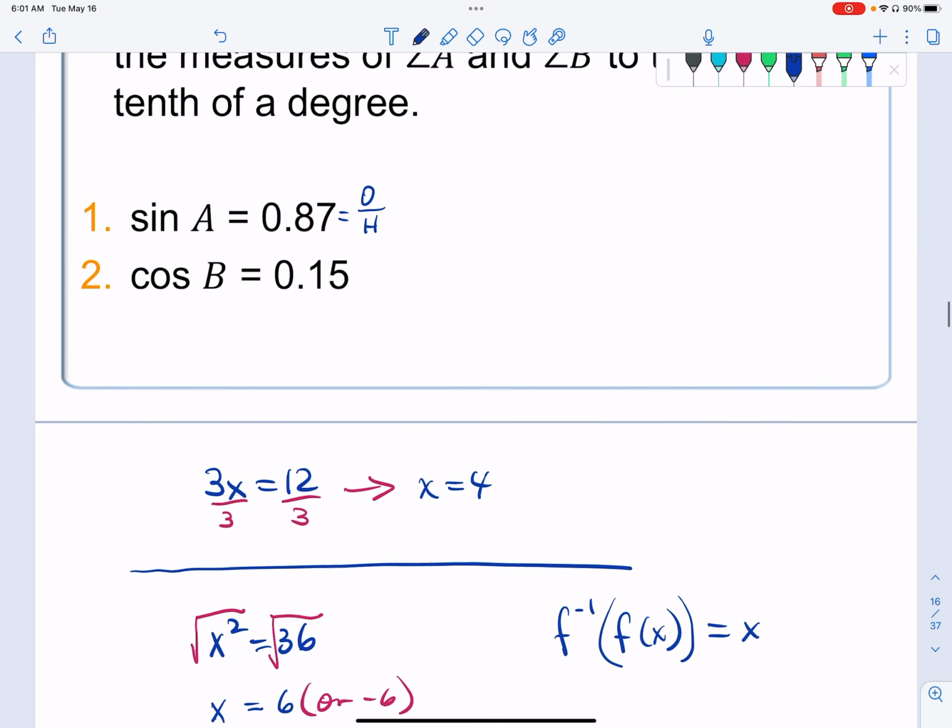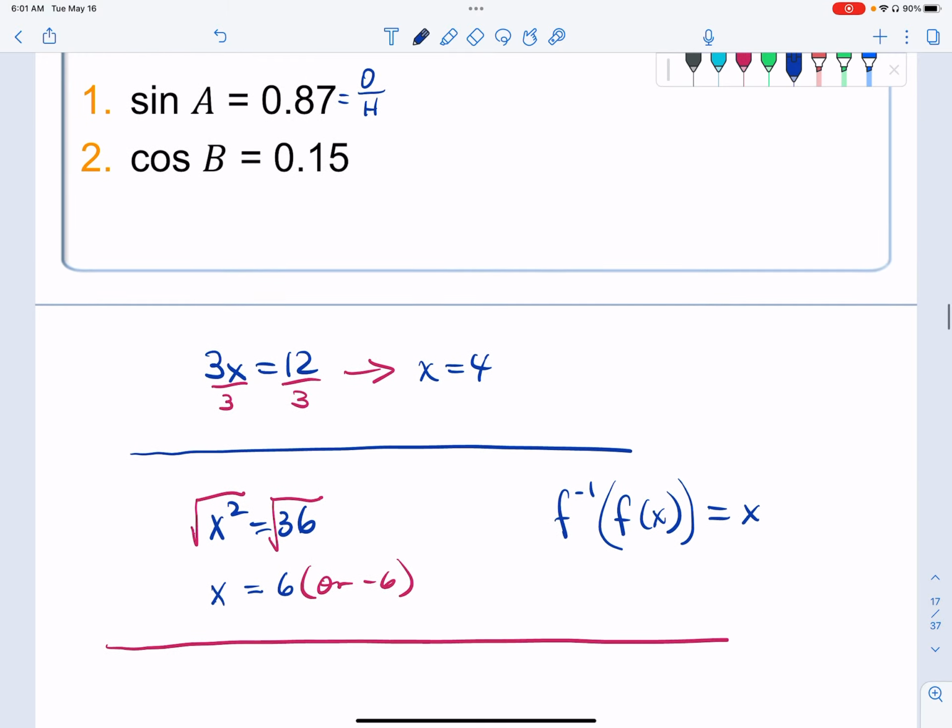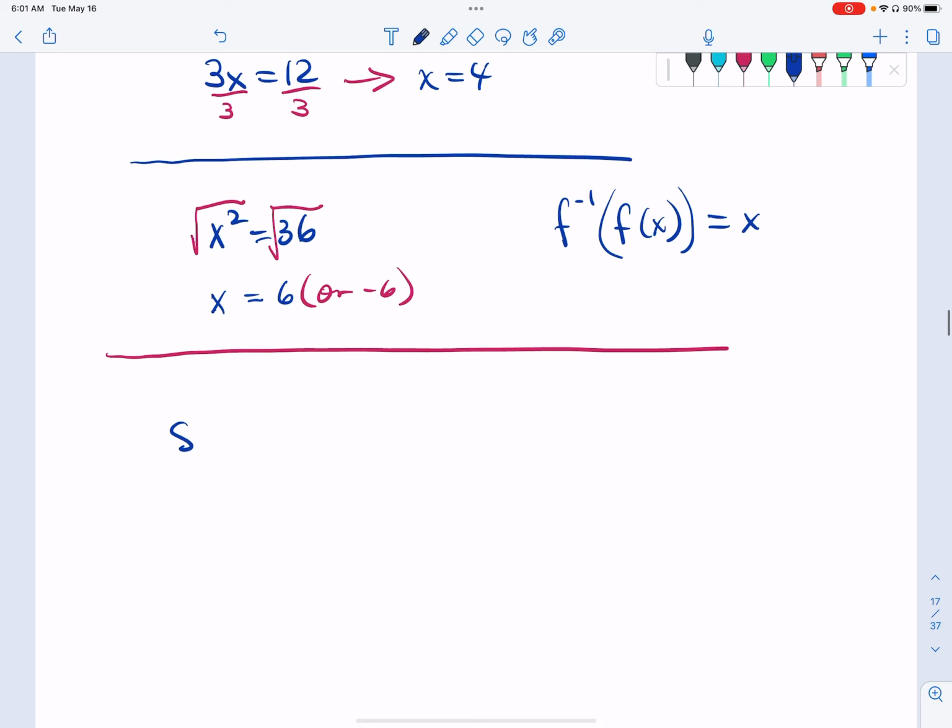And let's go ahead and focus on number 1 here, which is the sine of A. Sine of some sort of angle A is equal to 0.87. And I want to untrap the A from the sine function. So sort of like what I did up here, I am going to compose sine with its inverse. I'm going to do this kind of thing right here.